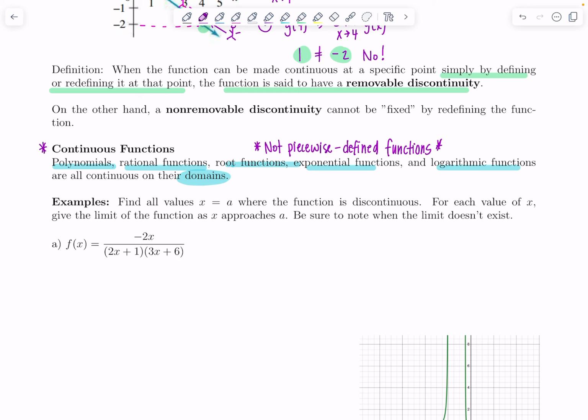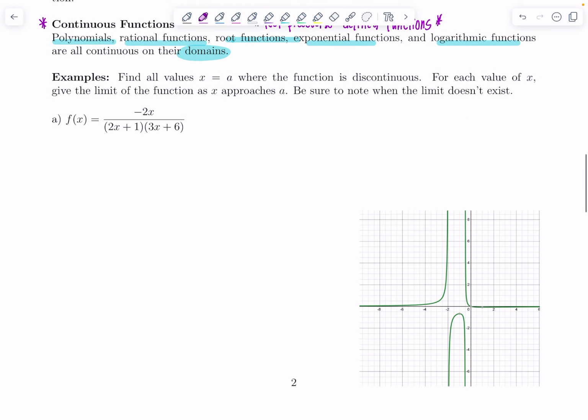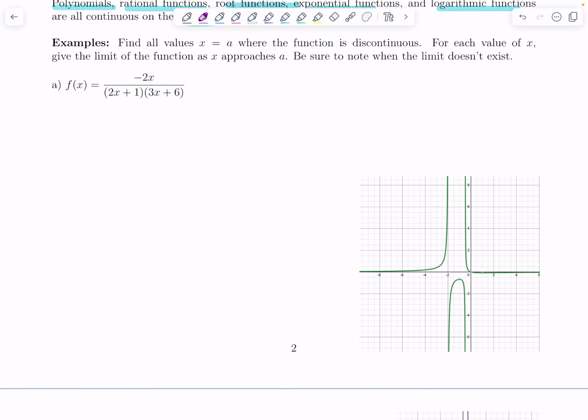So let's practice doing just that. For the next few examples, we're not going to check conditions 1, 2, 3. We're going to use this theorem here on continuous functions. It's not listed as a theorem in this text, but other calculus texts do list it as a theorem. So find all values x equals a where the function is discontinuous, not continuous. For each value of x, give the limit of the function as x approaches a. Be sure to note when the limit doesn't exist. And in order to help us out with some of these limits, I've included the graphs of the functions, and they're all generated from Desmos if you want to go verify for yourself.